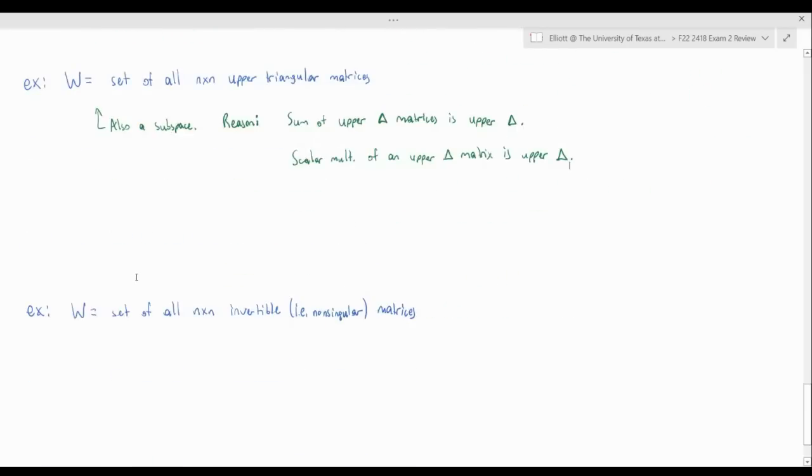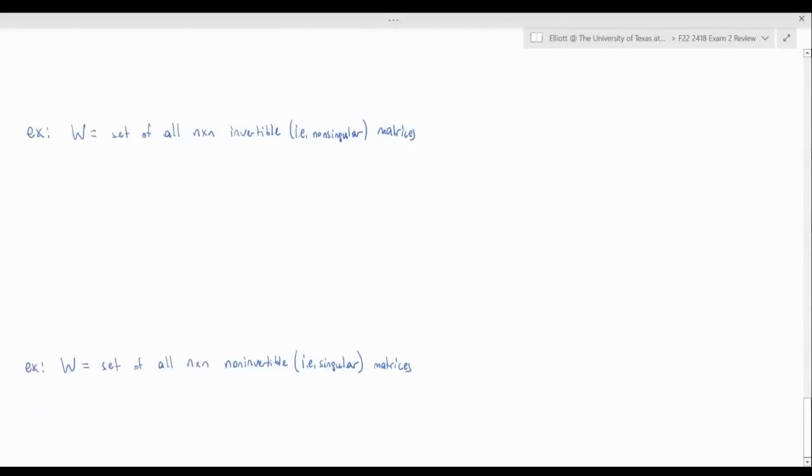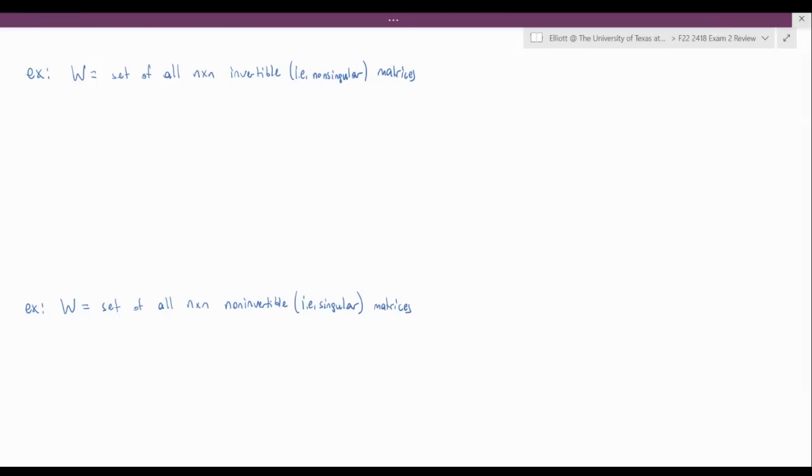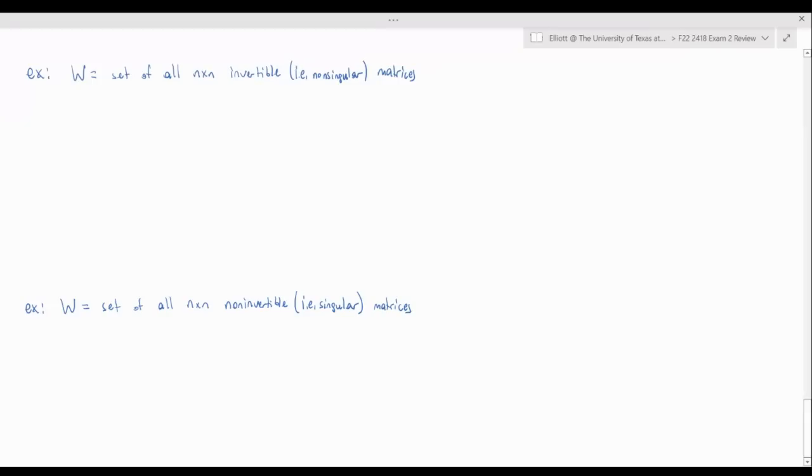All right. And then also just to wrap things up real quick, the set of all n by n invertible matrices is not a subspace. So you can give a very quick reasoning for that one. It's not going to be closed under addition. So you could give an example of that. It also just doesn't contain the zero matrix though.